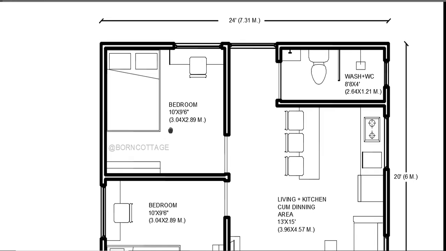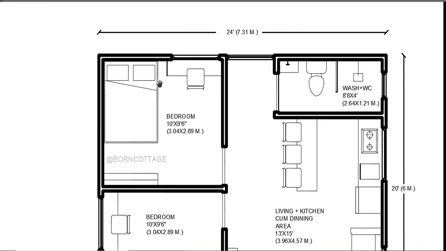On the left side we have bedroom number 2 here. You can see here the bed arrangement, wardrobe arrangement, a study table with chair and a large size window for ventilation and light purpose of this room. So this is the floor plan of the house you are watching on the screen.